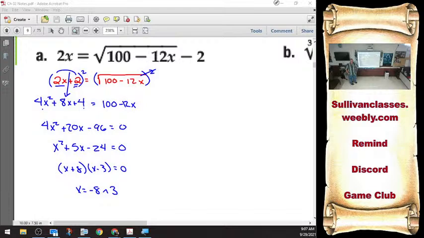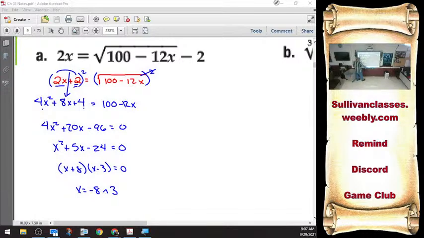Check that answer. We know the 3 commandments of domain. The second one is thou shalt not take an even root of negatives. Since my original equation has an even radical in it, I have to check, because there was the potential to break math.